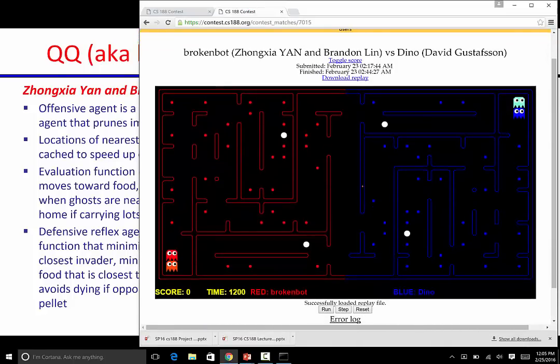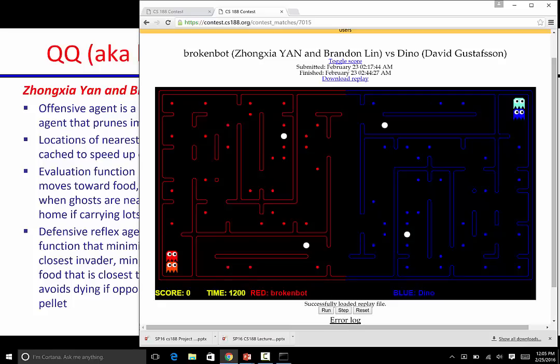Here we are. Different maze. Let's see how this plays out. Broken Bot / QQ in red. Dino in blue. Whoa. QQ / Broken Bot is up by 7.